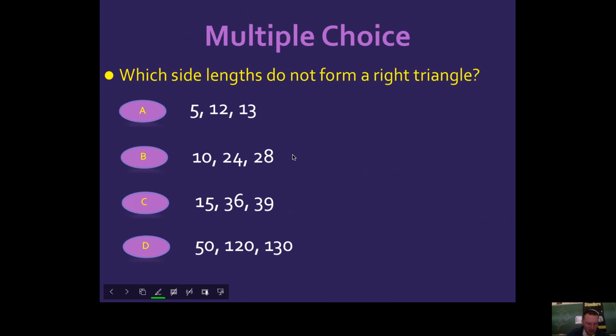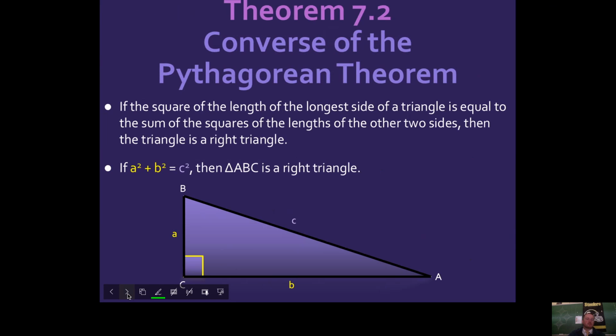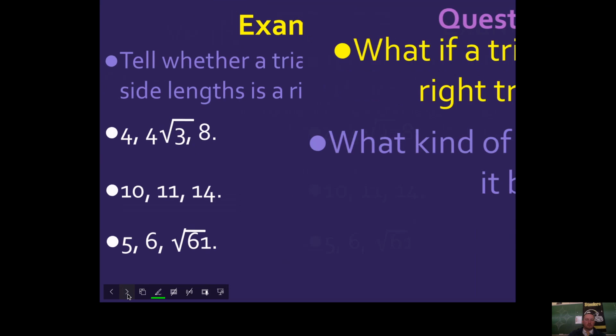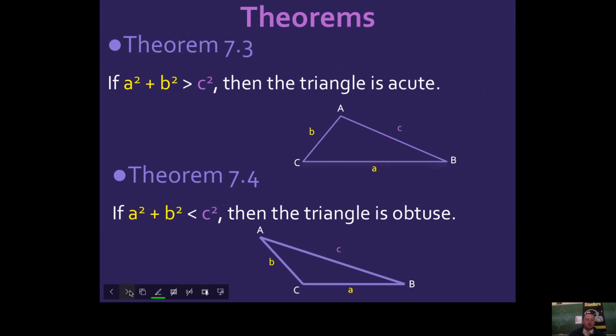You go back to this guy, this 10, 24, 28. When you square the legs and add them, you get 676. When you square the hypotenuse, you get a bigger number, 784. So if they're not the same, it's not a right triangle. But if the right side's bigger, it's obtuse. So theorems 7.3 and 7.4 tell you how to figure out if it's acute or obtuse.